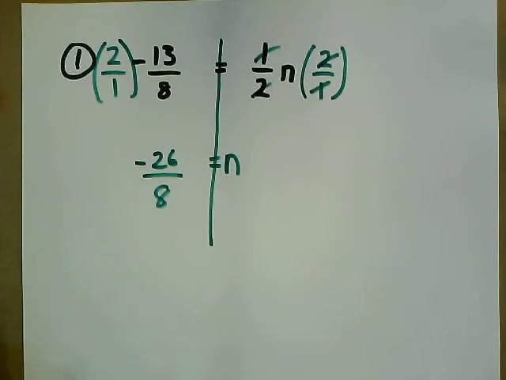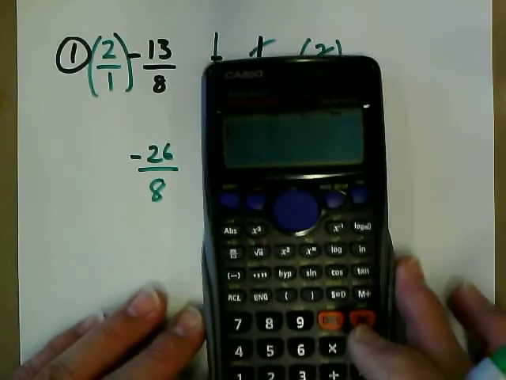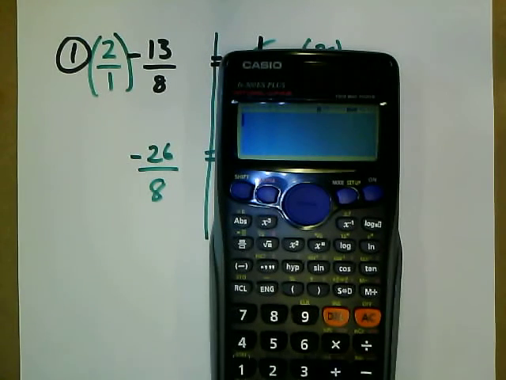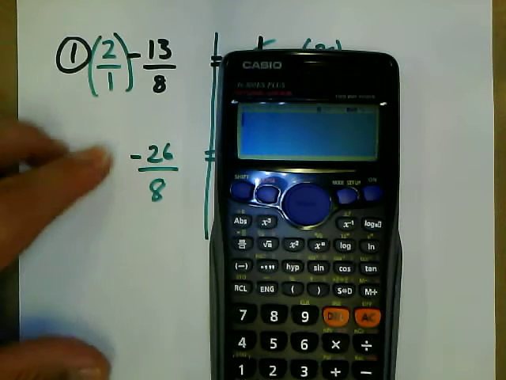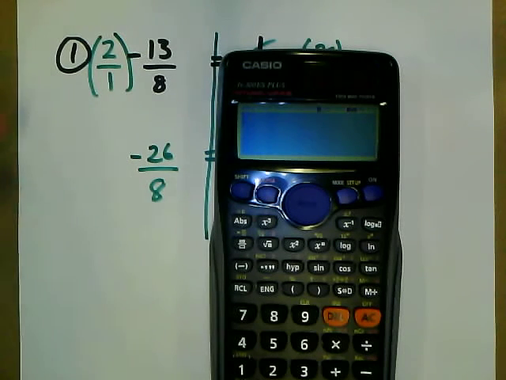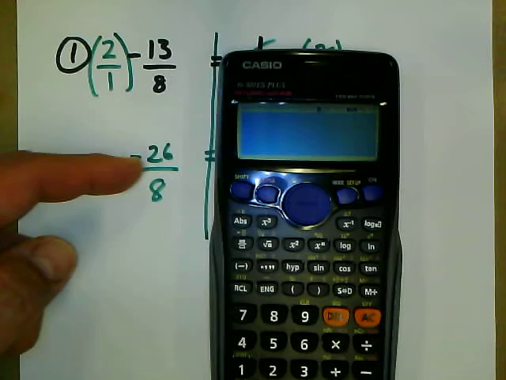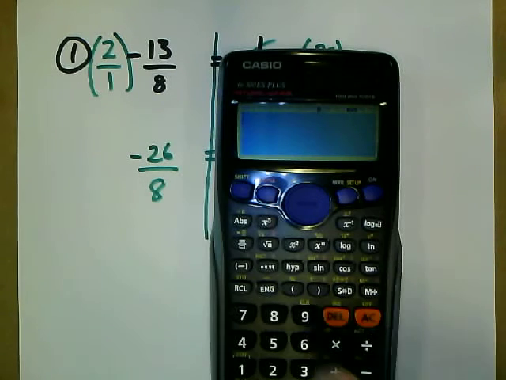You can do two things on these calculators, so you guys here in the room, you can use the fraction button, or you can just do negative 26 divided by 8. At home, you know that these are both even. You could divide them by 2. You would end up with negative 13 over 4, and that's it.